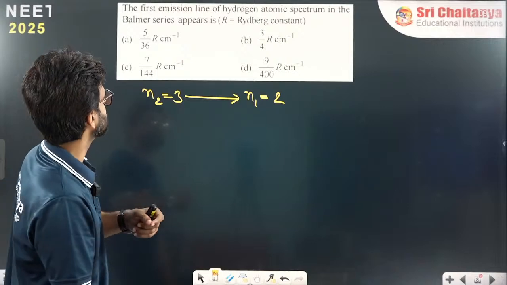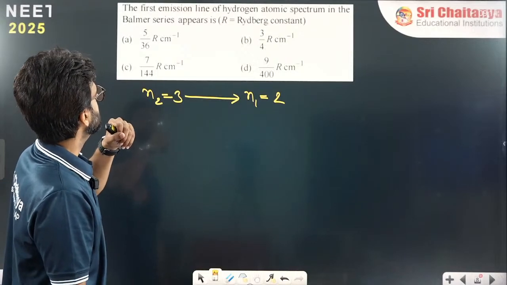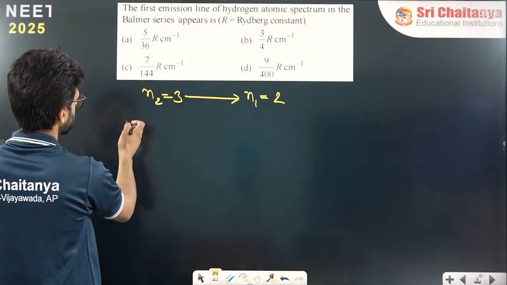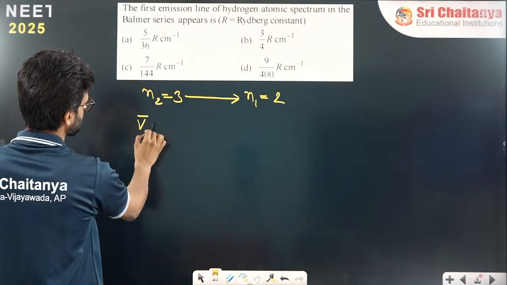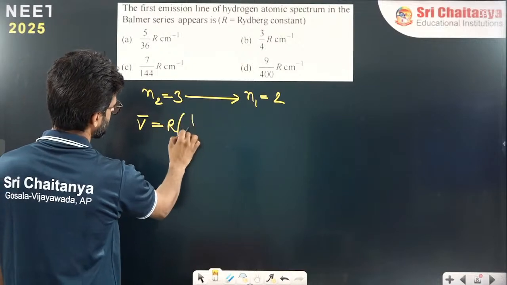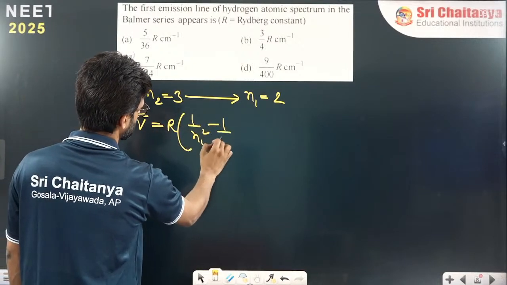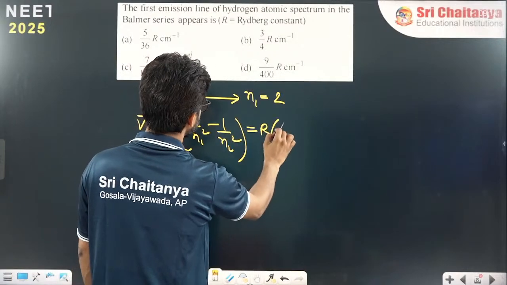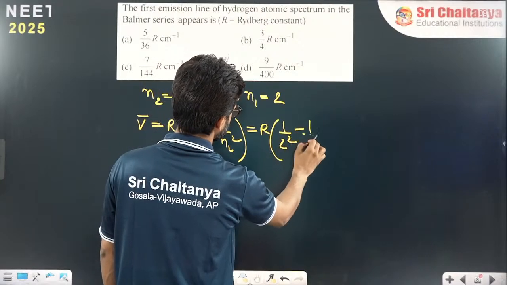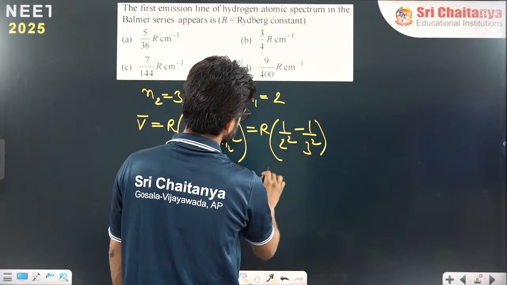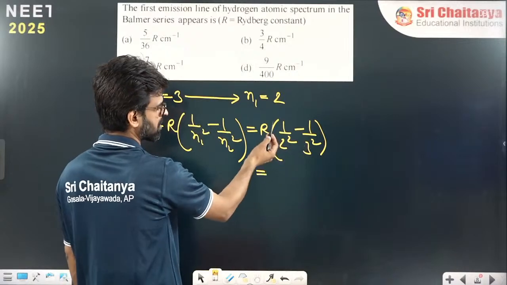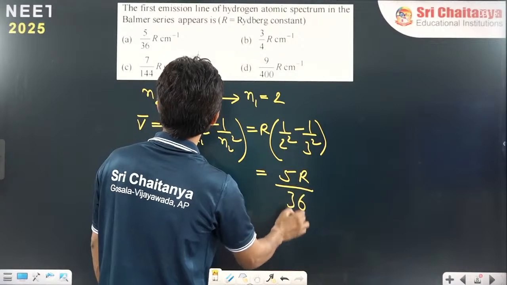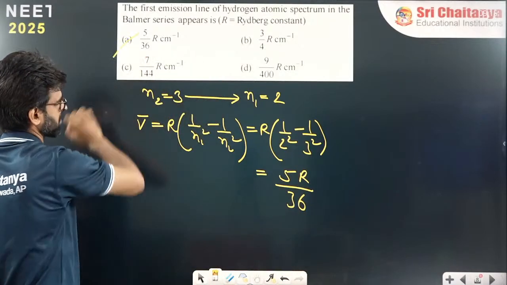For that we have to find what? They are asking for the wavelength or wave number, sorry. So what is the formula of wave number? Wave number is R times 1 by n1 square minus 1 by n2 square. So R is here, we are having 1 by 2 square minus 1 by 3 square, right? If we solve a little bit, what is coming from here? 9 will go here, 4 will come, so 5R by 36, right? You can solve this easily, okay?